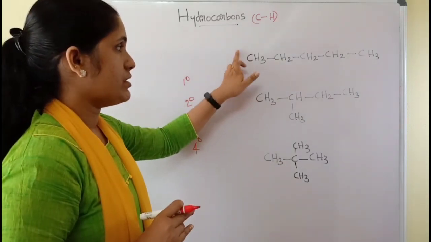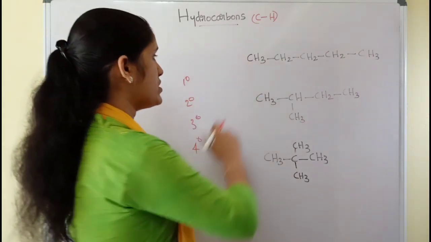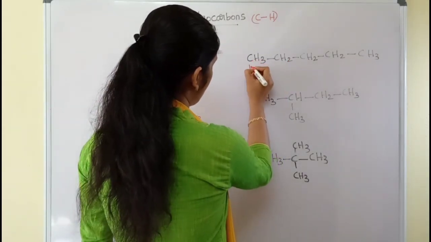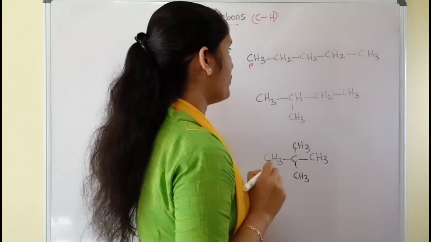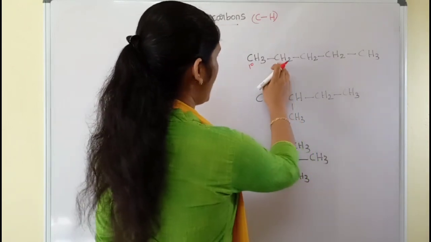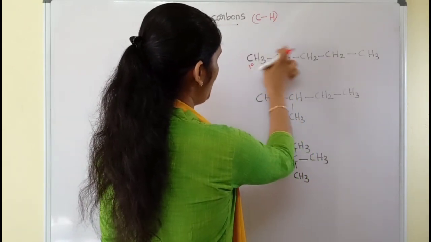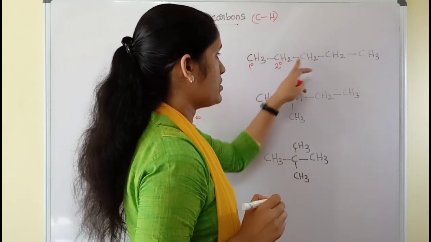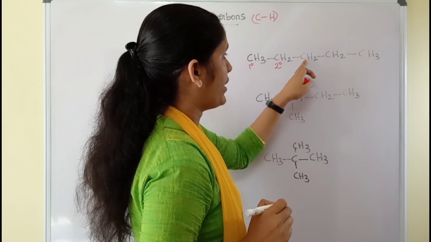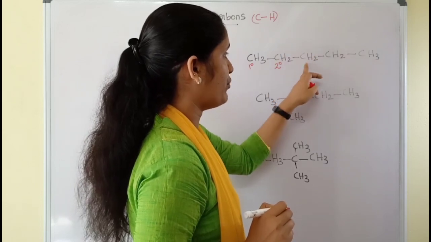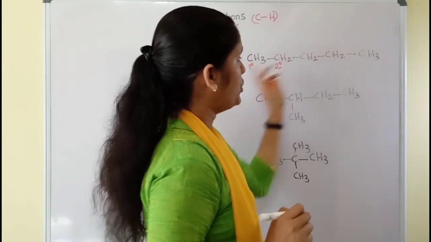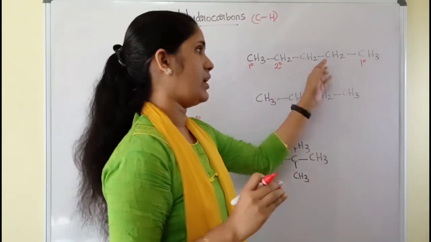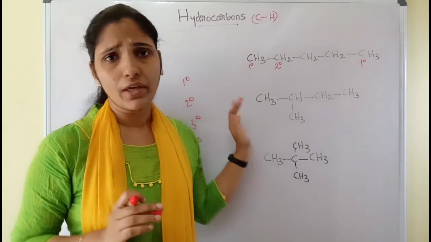So here let's consider this first carbon atom. This first carbon atom is connected only to this carbon, so this is primary carbon. But here we can see the second carbon, which is connected to 2 other carbon atoms. Therefore this is secondary carbon. In the same way, this carbon is also connected to 2 other carbons, therefore this is also secondary. So the 2 terminal carbon atoms are primary and the remaining carbon atoms are secondary.